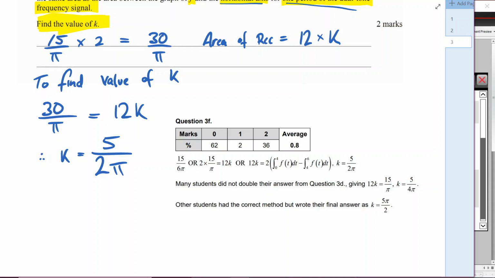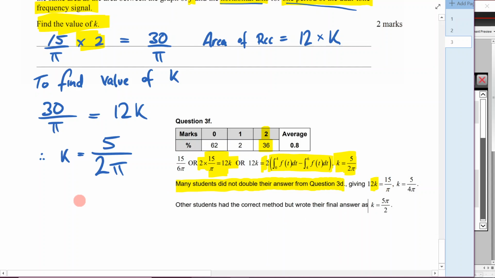So according to the examiner's report, 36% of the state got the full 2 marks here. Our answer is this, k is equal to that, so we got that. And what we did was this. We went 2 times this, we set it equal to 12k, so that seems like a legitimate way to go about it. You could go about it a bit of a longer way, in which you are finding the area between those graphs for 1 period, and then you're timesing it by 2. Many students did not double their answer from question 3D, and that's what we're doing here. That's why we're timesing it by 2. We're just doubling our answer from question 3D. Then we're setting that equal to the area of the rectangle and solving for k.